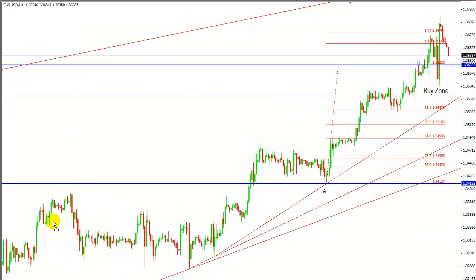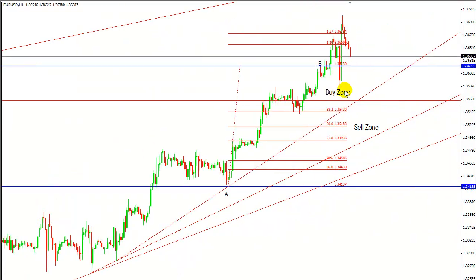So we've got inner trend lines now that we can start watching to see whether or not we break from these areas, the buy zones, into the area below, which will be a sell zone. If we break into this area, this then becomes your buy zone.